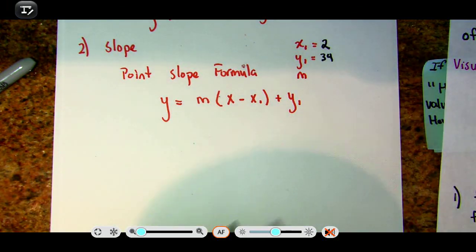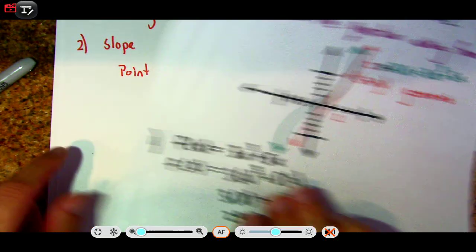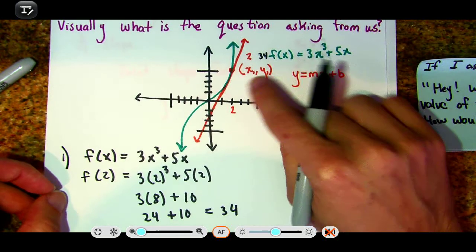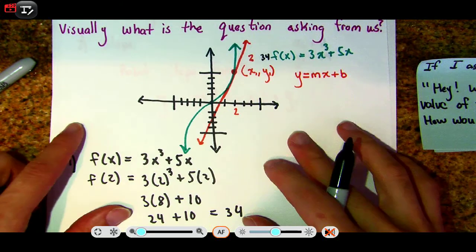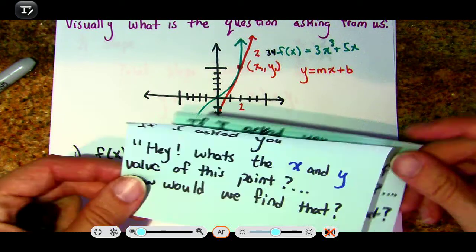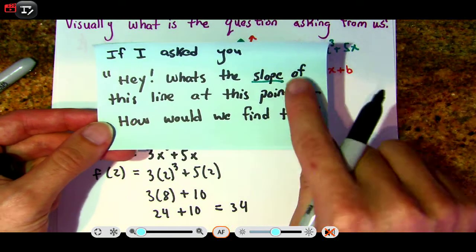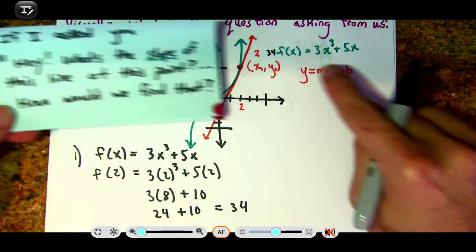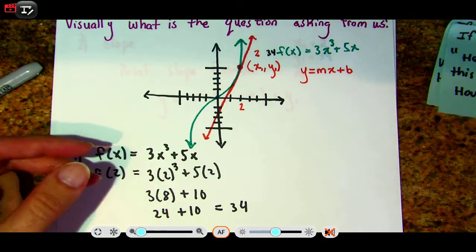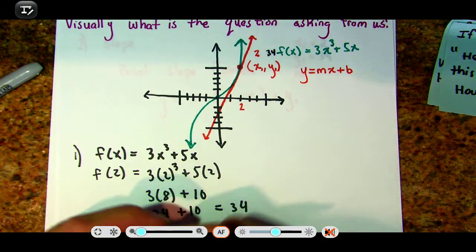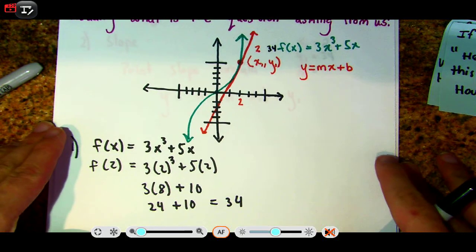Now, what do we need to find? We need to find the slope of this line, because this line has a slope, right? How would we find the slope of this line? So here, this is the next question I asked. If I said, hey, what's the slope of this line at this point? How would we find that? Pause the video and think about it. What would we do?